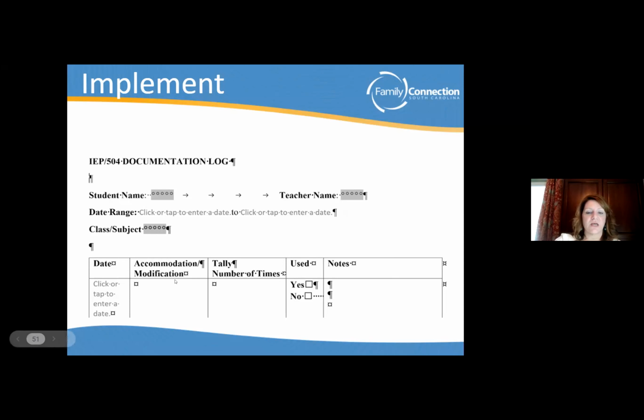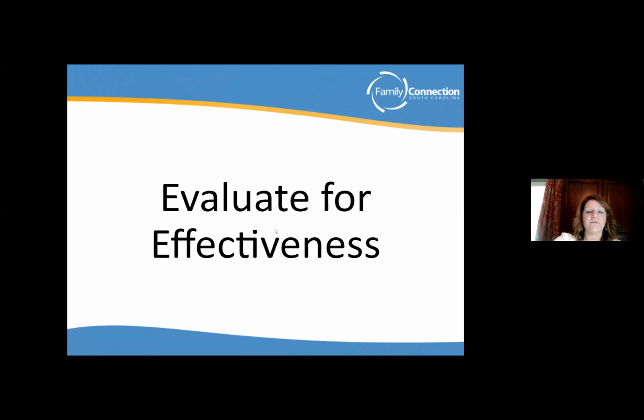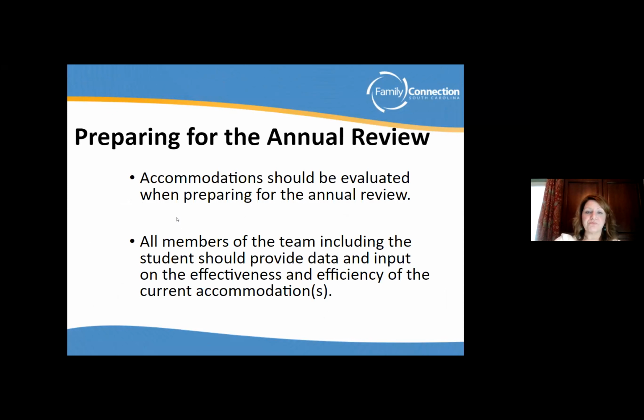And all this can kind of be analyzed, and it could come up in discussion at IEP meetings or at parent conferences, just to make sure that we are looking at, was the accommodation actually implemented? Because we should be doing this next part, evaluating for effectiveness. So as the team prepares for the annual review, accommodation should be evaluated, and all members of the team, including the students, should provide data and input on the effectiveness and efficiency of the current accommodation.